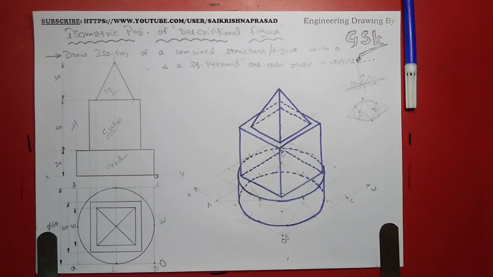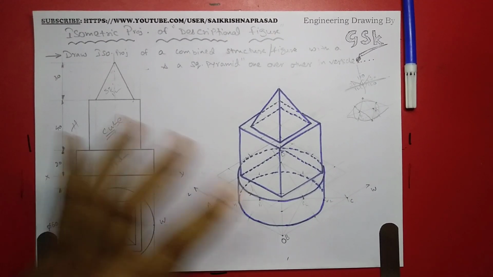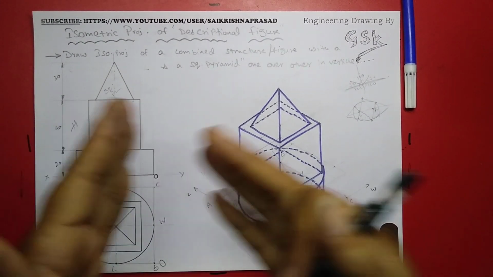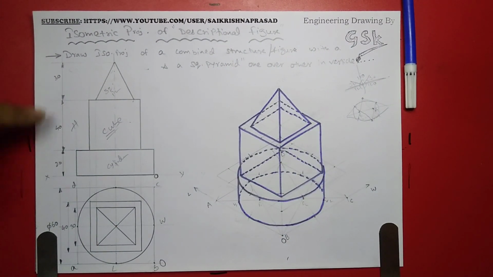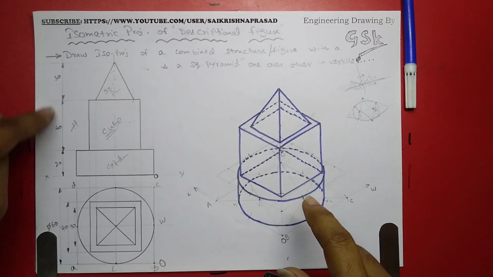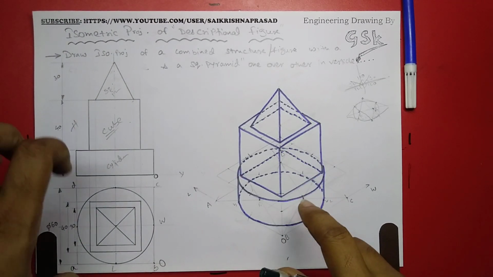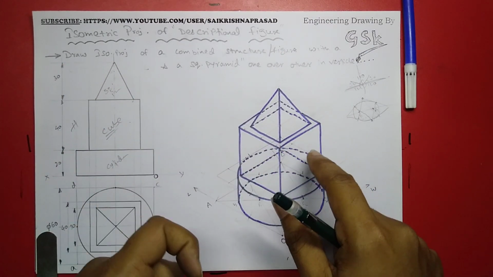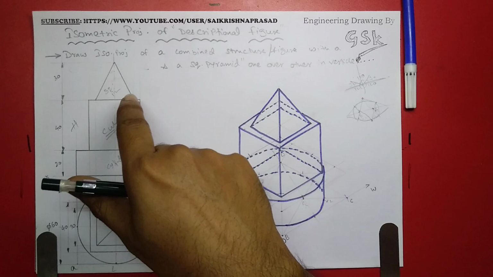I hope everyone understands how to construct the isometric projections of combined figures. First we have to draw the orthographic, then we have to follow the isometric. So here there is no need of representing the dimensions for these types of figures, because the dimensions are already present here. That is our drawn, so no need of drawing the dimensions for these isometric, as the orthographic dimensions would be sufficient.